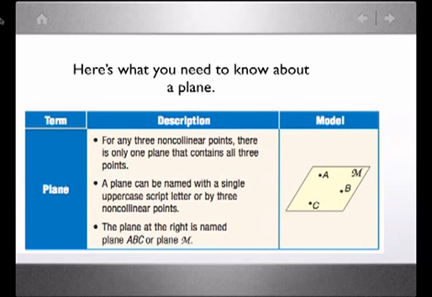Remember, when we name a line, we use a lowercase script letter. When we use a script letter for a plane, it has to be uppercase. And remember that a line can be defined by 2 points. The plane requires 3.